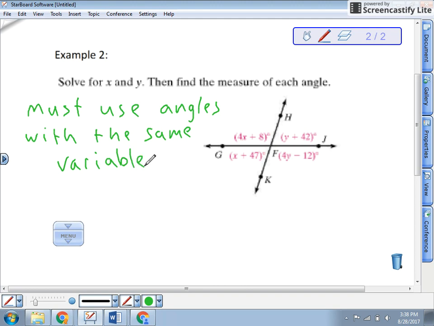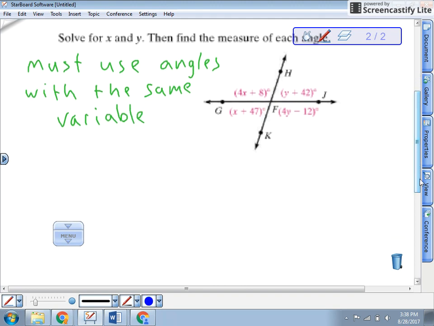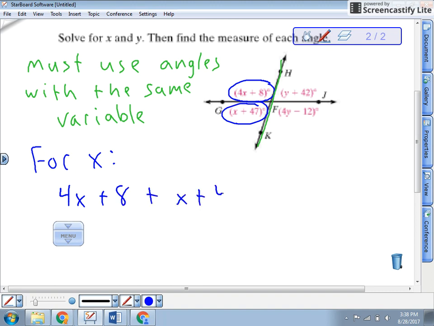Okay, so in this case, if we want to solve for x, we've got to pick the 2 angles that have x, which is this angle right here and this angle right here. And then we have to check out their angle relationship. Those are a linear pair because you can see they add up to 180 right here. They're on a line, adjacent supplementary angles. So since that's the case, we know that they must add up to 180. So we have to say 4x plus 8 plus our x plus 47 equals 180.